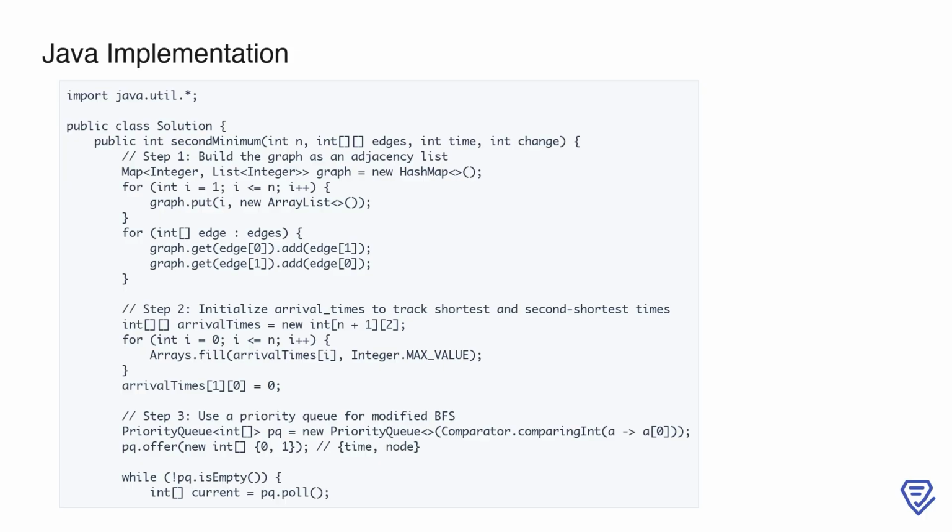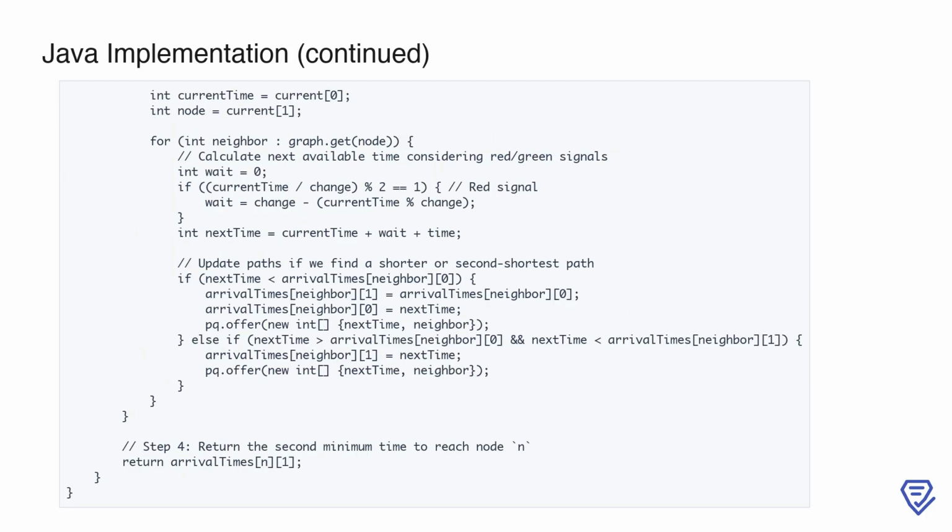From here, the BFS loop begins, where we process each node in order of their arrival times. Within the BFS loop, we extract the current node and its corresponding time from the priority queue. Then, for each neighboring node, we calculate the next possible time to visit it. This involves accounting for red and green signal cycles.